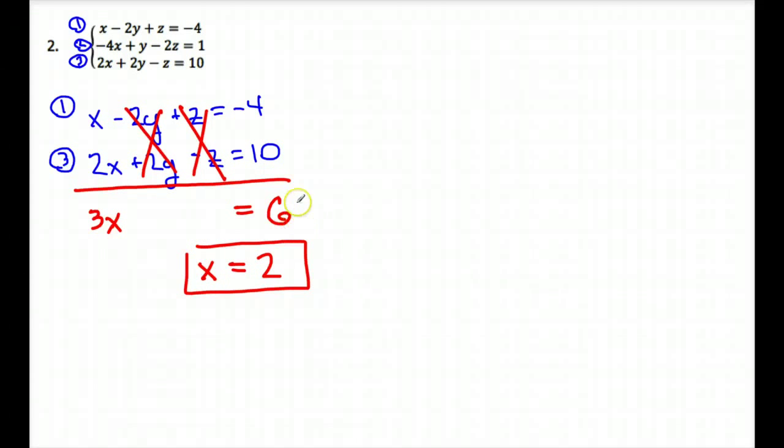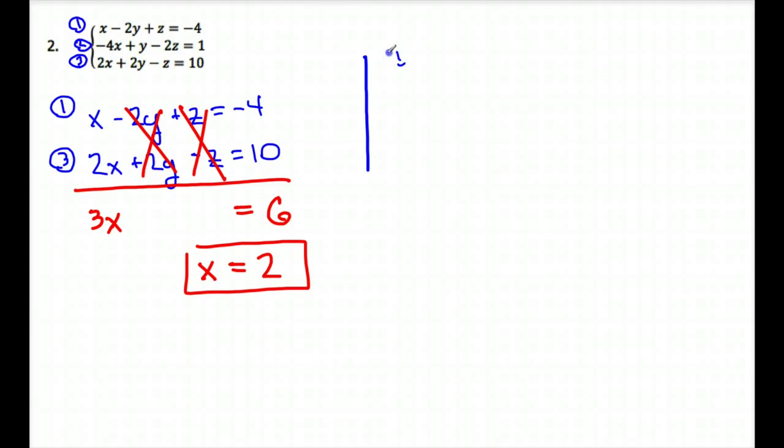Now I still can't plug 2 into one of my original equations, because all three of these equations have an x, y, and a z. You can only plug into these original equations when you have two variables solved for. So I still need to do elimination again on either equations 1 and 2 or 2 and 3 in order to get rid of another variable, but it helps that I know x equals 2 at least. So let's see, I'm going to try to get rid of, again, y here, so I can take equations 1 and 2 to do that.